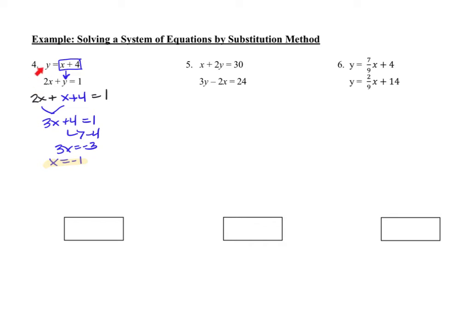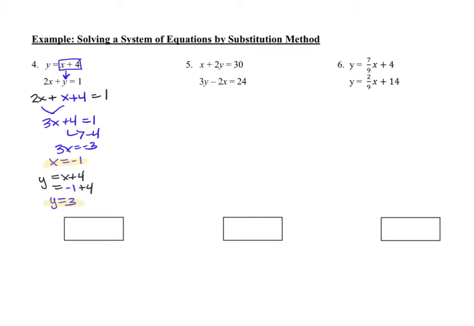You can plug it into either equation. I generally pick the easiest one. So in this case, that would be the first one. So we have y is equal to x plus 4, but now I know my answer for x is -1, so we'll have -1 plus 4, making y equal to 3.